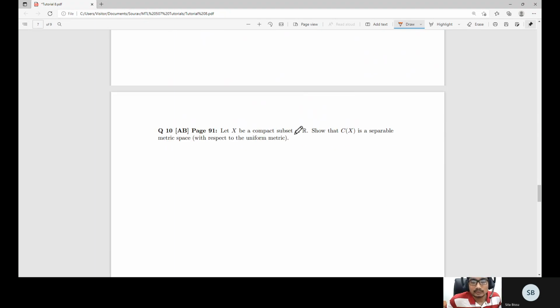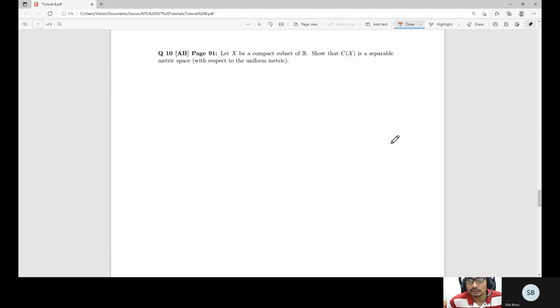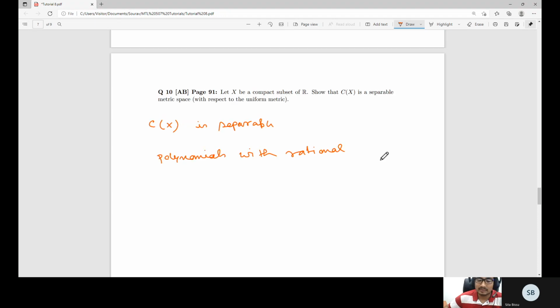So you know that let X be a compact subset of R, so that C(X) is a separable metric space. How to prove this one? Sir, we will take polynomials with rational coefficients. Yes, yes. So polynomials with rational coefficients. Fine. But you have to write this properly; if you write it just like this in the exam, you will get 1 mark.